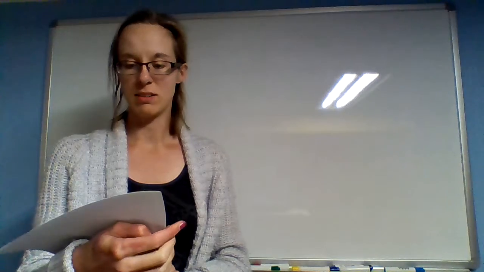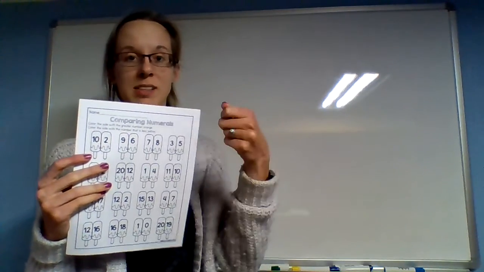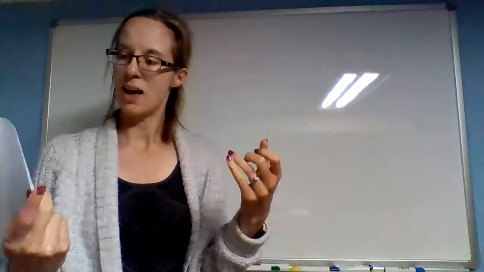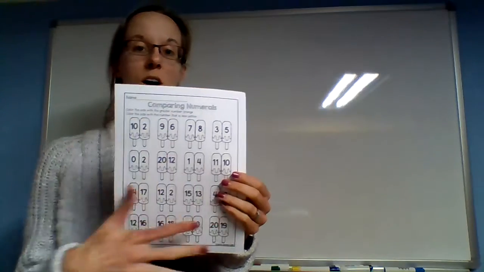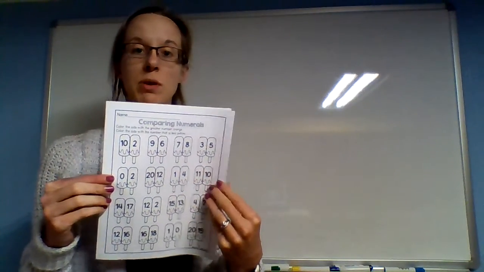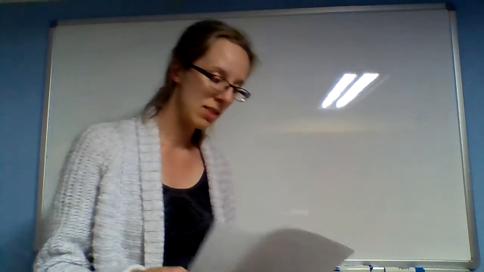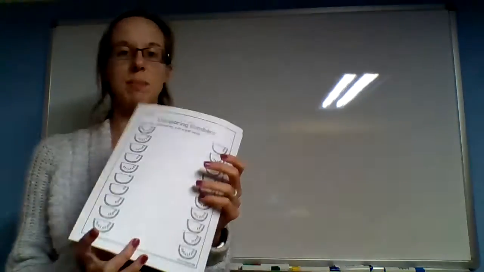So you could say color the side with the greater number and cross off orange and use your marker to say that you're going to do it green. And the side with the number that is less is going to be blue. And then stick to that all the way through your sheet so that it's really clear that you know your bigger and smaller numbers.